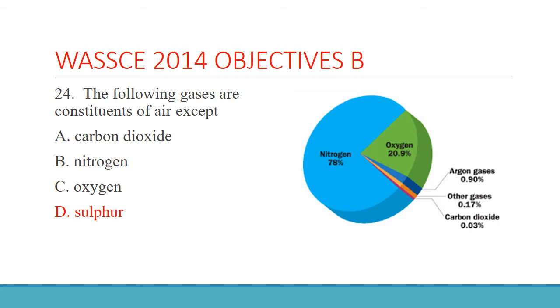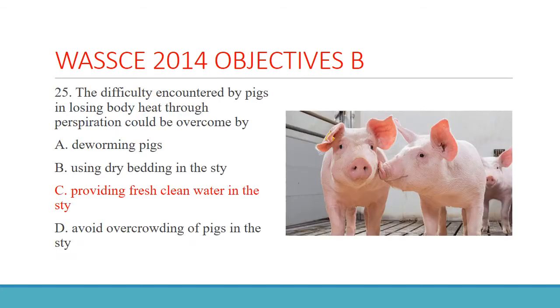So we have carbon dioxide, and you have nitrogen, which is the most abundant gas in air. Take note, it's also one of the questions that they normally ask. Which gas is the most abundant in air? It is nitrogen. Okay, now 25.